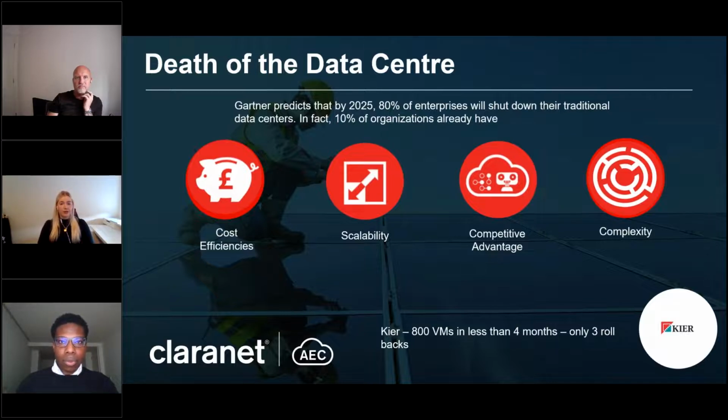So Kia came to us through Microsoft in 2021. They were looking to move at scale to public cloud with a potential 1,400 VMs, 262 applications, and 400 terabytes of data. So this was all that needed to be migrated with minimal downtime and zero business disruption. And this was the first migration of this scale to AVS that we did. And as you can see on the screen, we achieved a migration of 800 VMs in less than 4 months with only 3 rollbacks. So how did we do it? On to the next slide, please.